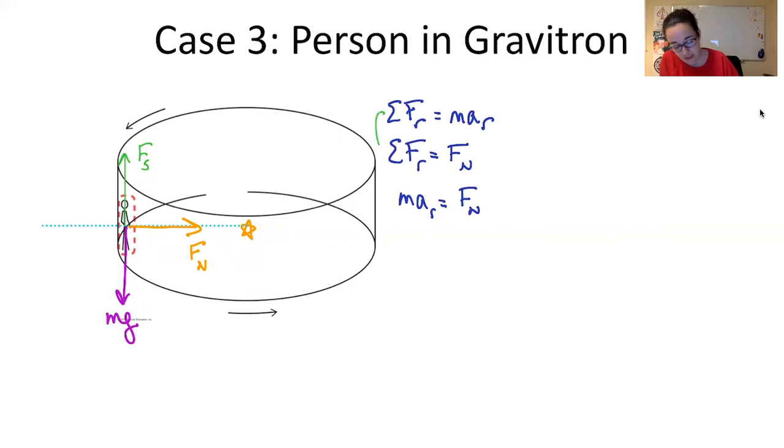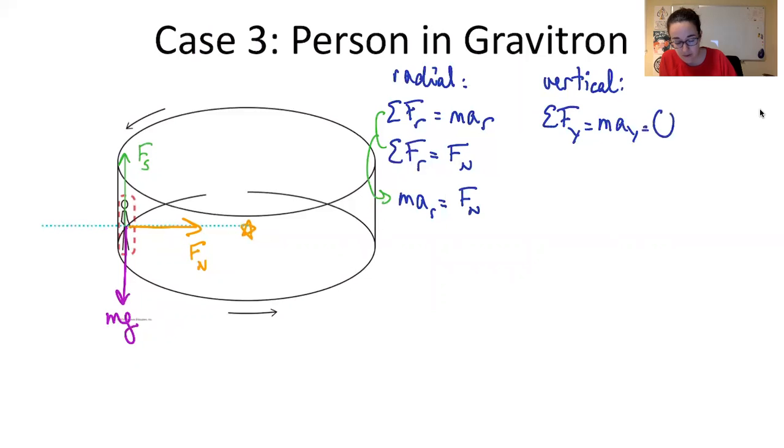Along the vertical axis, net force Y equals 0. We have static friction force up, and we have the weight force down. So 0 equals Fs minus mg.